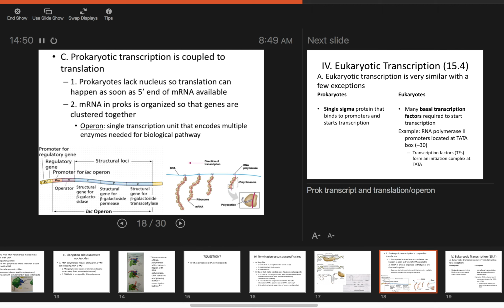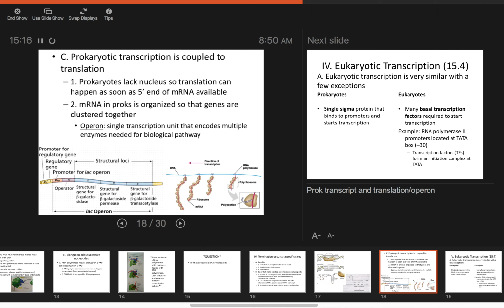mRNA in prokaryotes is organized so that genes are clustered together. So here's an example where we have genes clustered together that work very closely together. We have our promoter, and we're going to talk about operators in Chapter 16. But an operator turns on and off genes. So in this case, the gene is on. And then we have a series of genes that are literally together that help carry out similar functions.